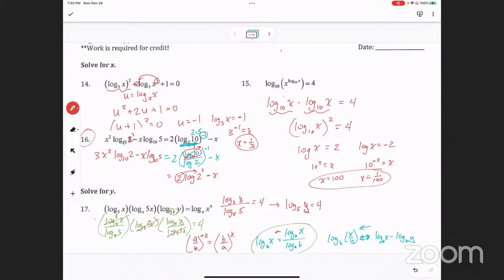Do you understand? Yeah. Which means 5 to the 4 equals y. So that's your answer, whatever 25 squared is.